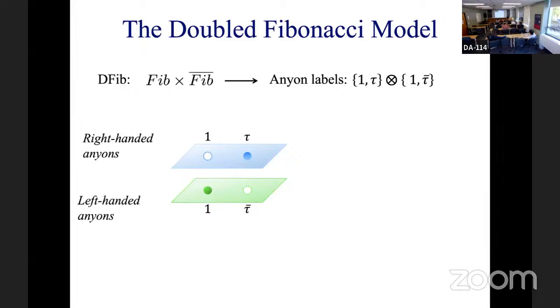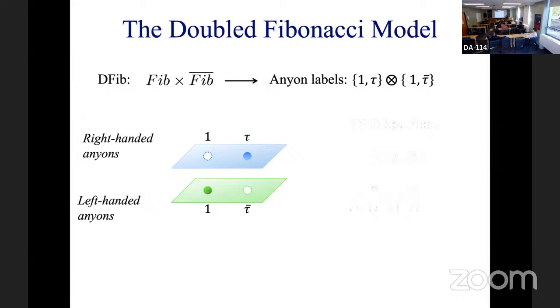You have one layer, which we call, say, right-handed anyons, which has the braid matrix and the twist phase that I just showed you. And then there's another copy, which I call left-handed anyons. These basically have the opposite phase if you braid them. If you braid, say, the two tau anyons in the top layer, or if you twist one of them, you get a phase of e to the i 4 pi over 5. Whereas for the bottom one, you just get a negative version of that. So these basically have opposite chiralities.